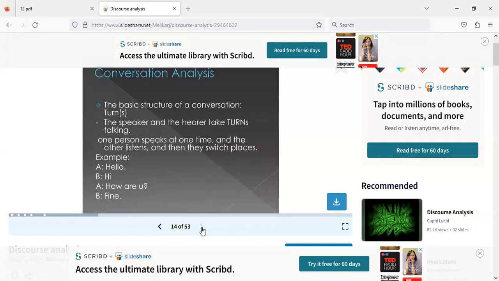So in conversation analysis, the basic structure of a conversation is turn taking. Turn taking means that when one person is speaking, the other one listens. And when the first person stops his utterance, the listener automatically gets the sense that he needs to speak, so he takes his turn.